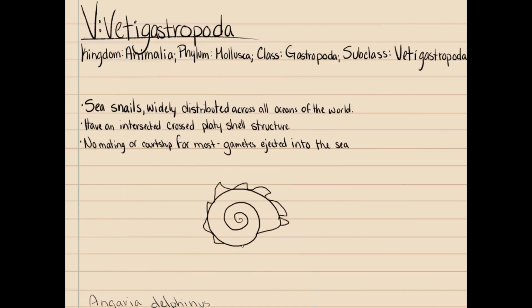V is for Vetigastropoda, or sea snails. They're widely distributed across all oceans of the world.